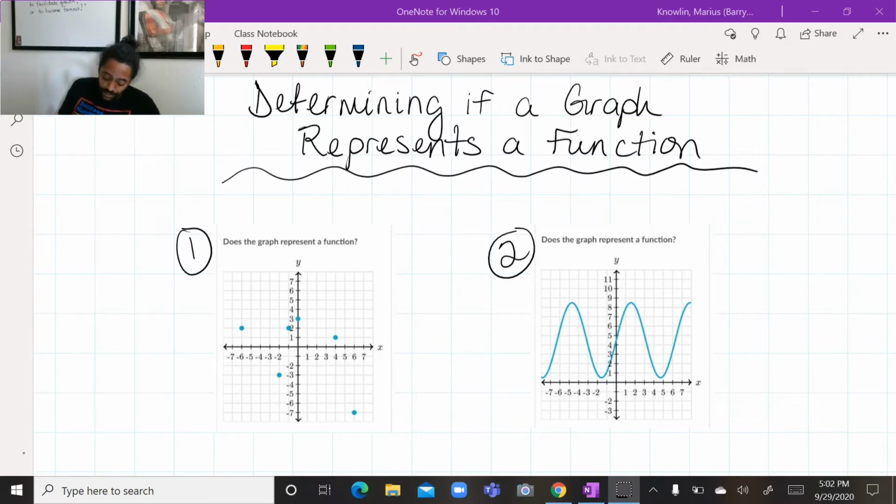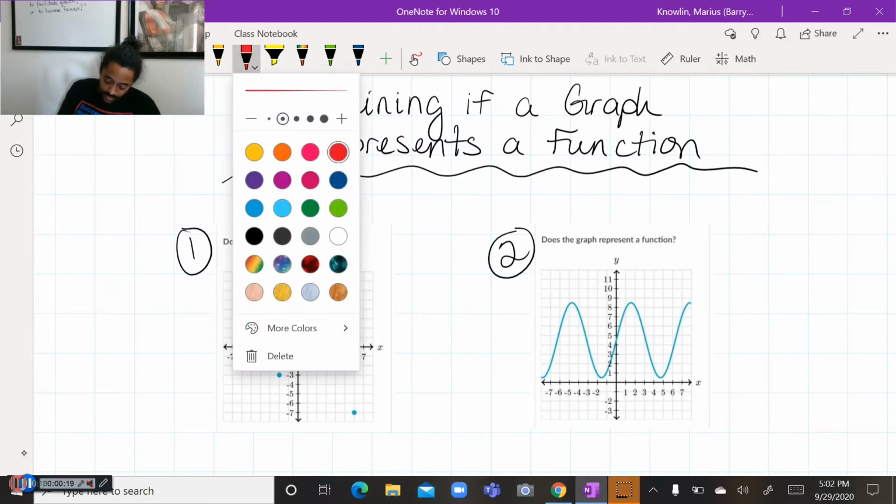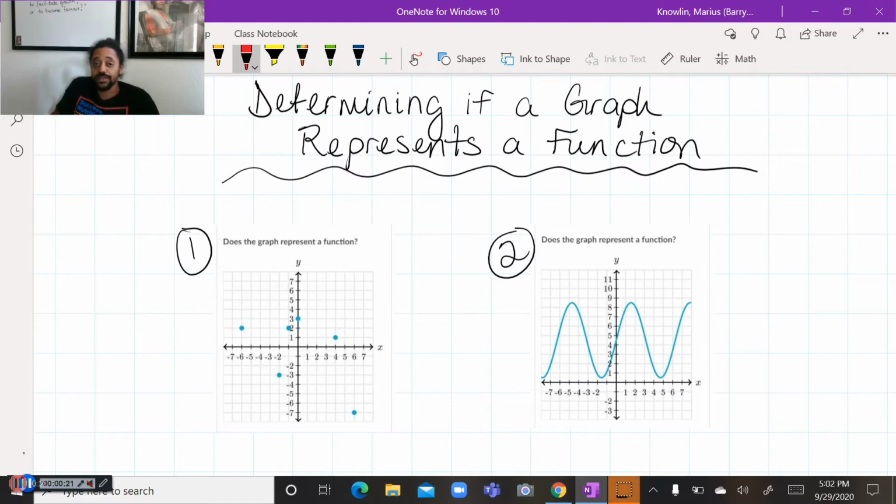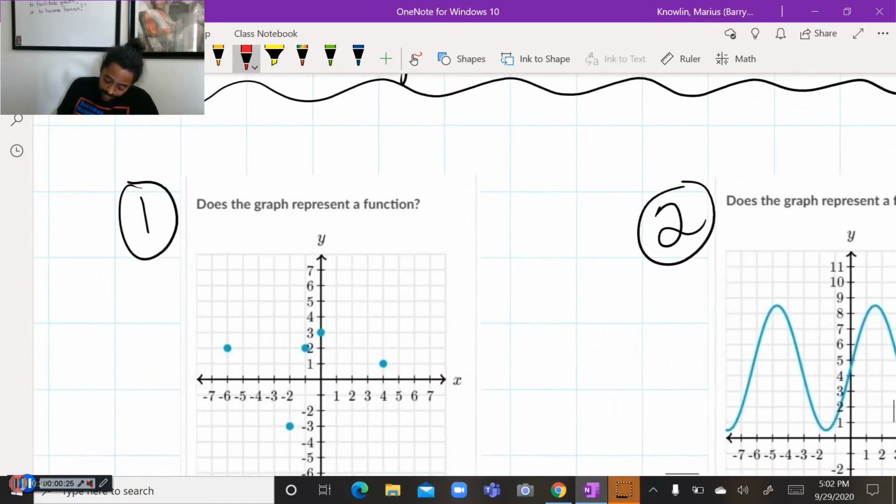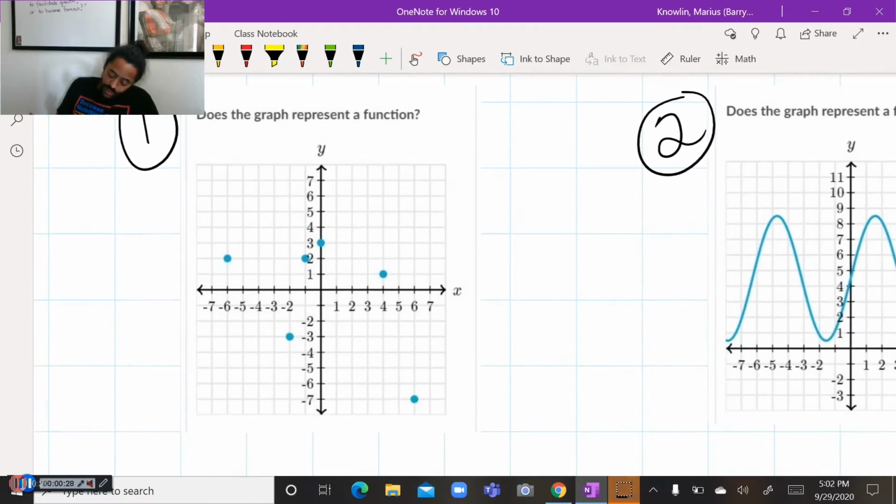Okay? The vertical line test just requires us to draw vertical lines on the graph. So let's take a look at number 1. When you're dealing with a graph like number 1, where you just have isolated or finite points, you just draw a vertical line through each point.